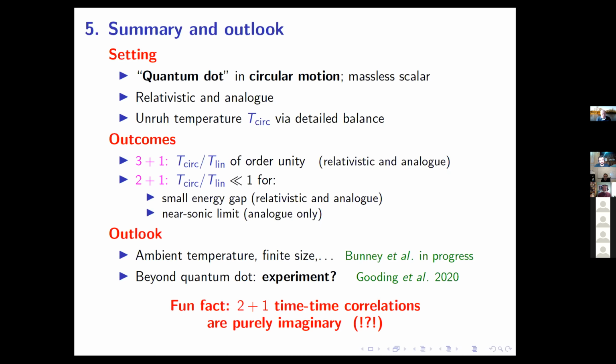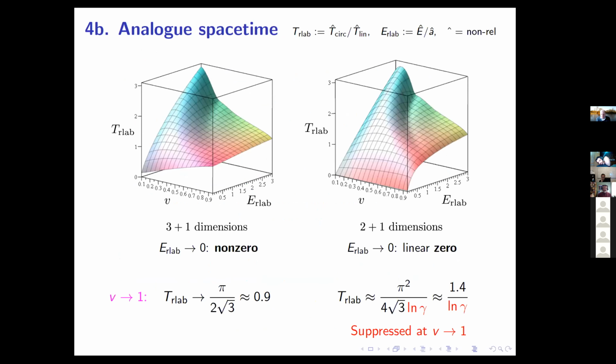So I'm picking up on this fact that in 2+1 dimensions, if you go to a small energy gap, you don't see very much circular temperature. That's a fair statement, right?